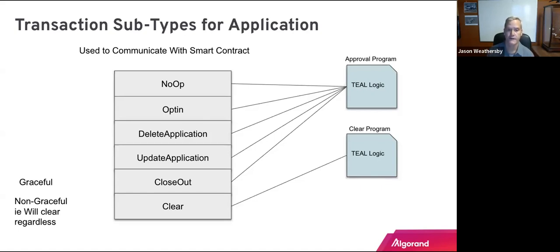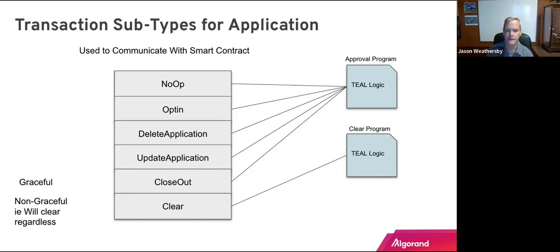That's a no-op. An opt-in transaction: if you're going to store values per user, the users have to opt into that smart contract, and they do that with an opt-in transaction. And one thing to keep in mind is this particular application subtype is not required if you're not going to store any values locally for the user. So this is pretty much an optional one unless you're storing data.